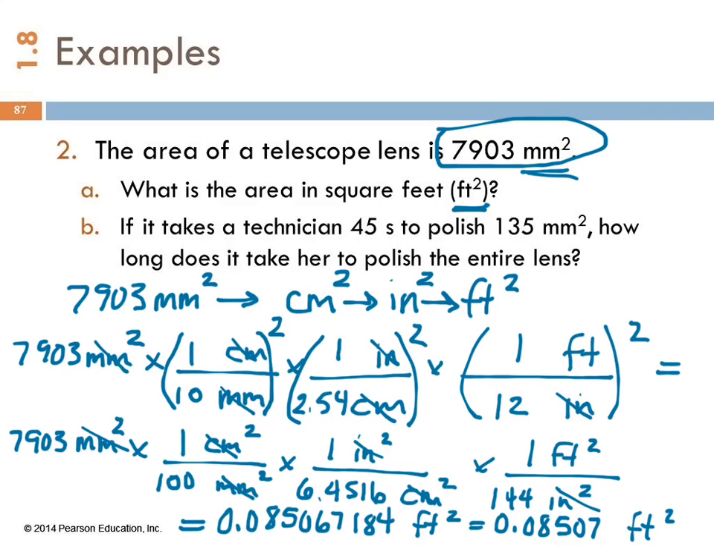Yes? If you want to do the whole equation on a calculator, how do we do it again? Okay, I'll talk you through that. So 7903 divided by, I don't multiply by ones, but you can do it if you want to, divided by 10, and then I press the x squared button. And then I would multiply by 1, divide by 2.54 x squared, divide by 12 x squared equals, and I get the same answer.